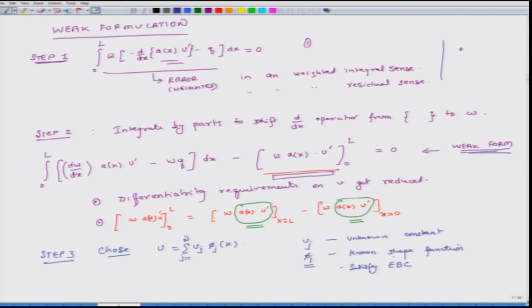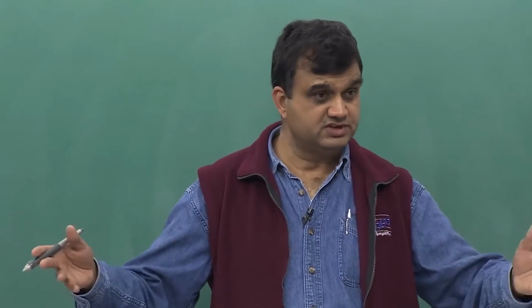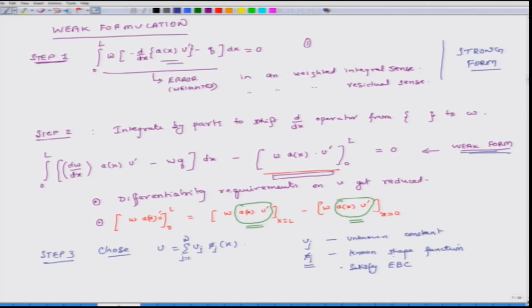By the way, this is known as a strong form. In the weak form it is automatically taken care of. So, I have more flexibility in choosing the nature of the Fj's or phi j's. So, one is that Fj is known, second is that it has to satisfy essential boundary conditions, and the third criterion which we have to enforce is that it has to be linearly independent.